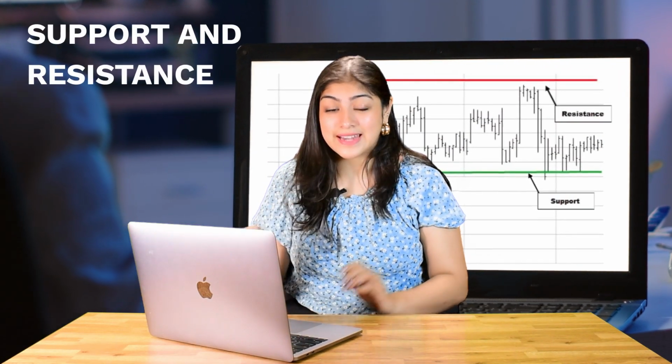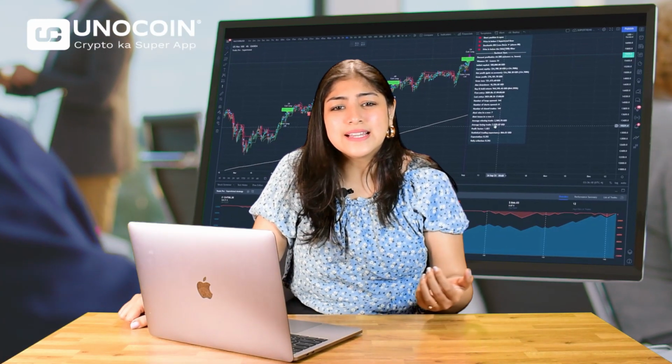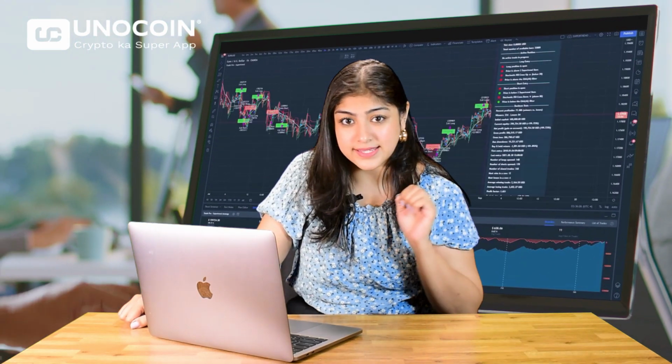So today we are going to tell you about one of the most essential prerequisites of entering the crypto market, and that is support and resistance lines. So these are basic lines on a trading chart that help you predict the upcoming trends for a particular asset.